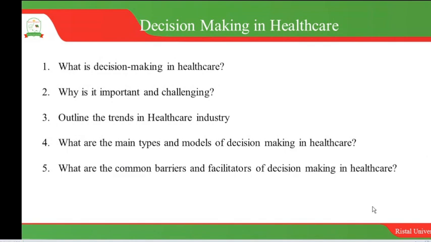We want to focus on understanding decision making in healthcare. In this particular lecture, we are going to understand what is decision making in healthcare. We will also find out why it is important and what are the challenges that we face when we are making any decisions. We look at various trends in the healthcare industry.